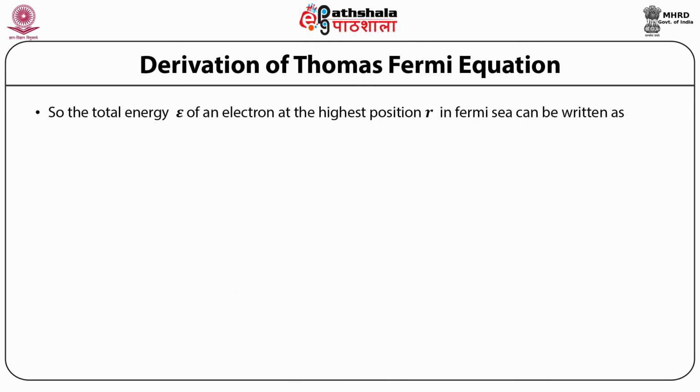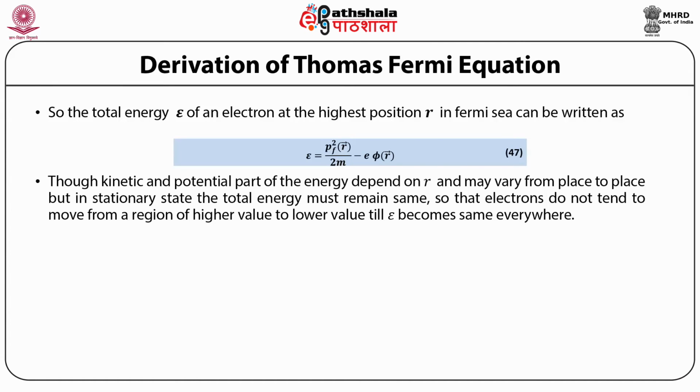So the total energy epsilon of an electron at the highest position r in the Fermi sea can be written as epsilon equals p_F squared upon 2m minus e times phi(r). Though the kinetic and potential parts of the energy depend on r and may vary from place to place, in a stationary state the total energy must remain the same, so that electrons don't tend to move from a region of higher value to lower value till epsilon becomes the same everywhere.